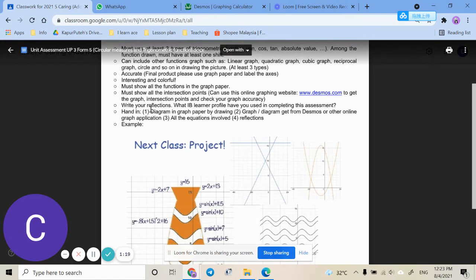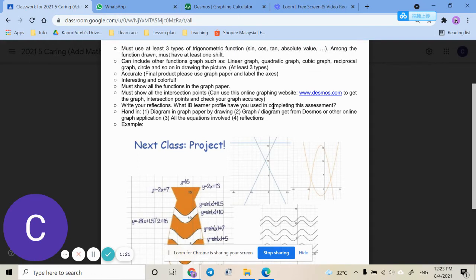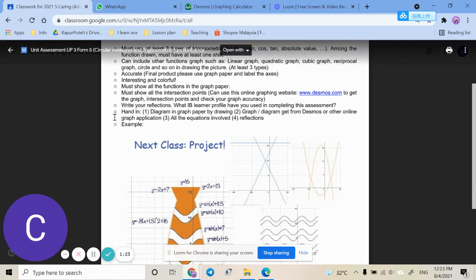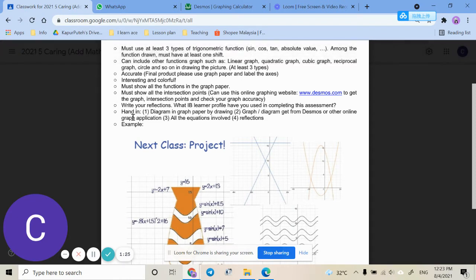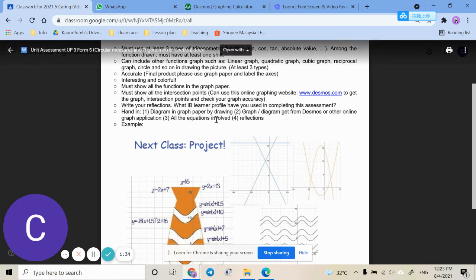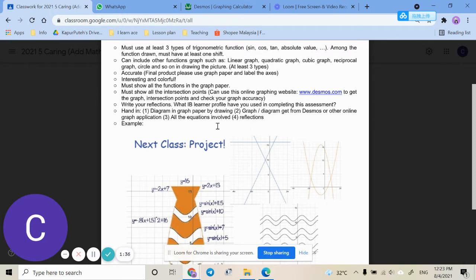And then write your reflection. What is the IB learner profile that you used to complete this assessment? And then, what you need to hand in. Number 1 is the graph that you draw. Number 2 is the graph or diagram that you get from Desmos to do the comparison. Number 3, all the equations involved. Number 4 is your reflection.